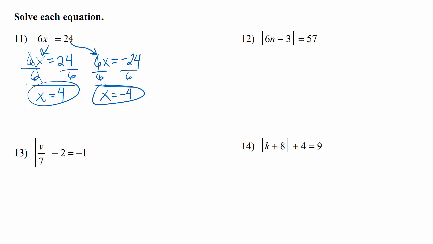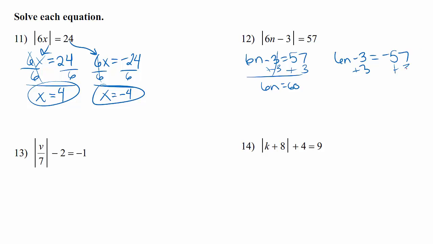For instance, on 12, I'm not going to change this to 6n plus 3, because what we actually want to say is that 6n minus 3 could equal a positive 57 and then get changed to positive, or negative 57. And we want to figure out what two numbers work for that. So the cool thing about this is that my steps for solving end up being the same. So I'd add 3 to both sides on the first one, and I'd add 3 to both sides on the second one.